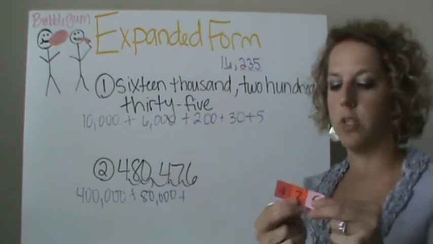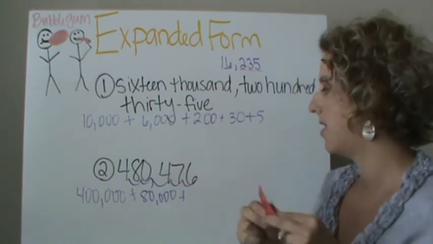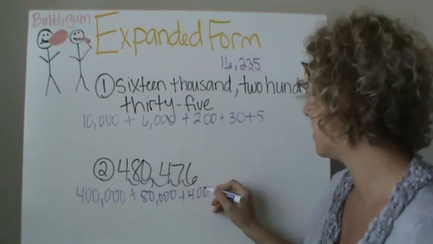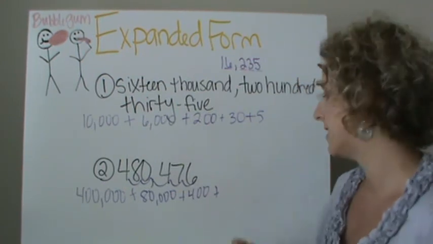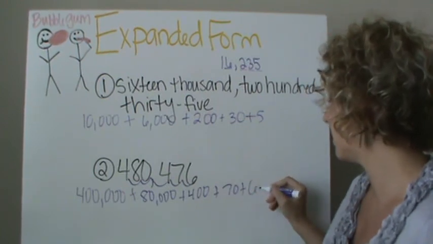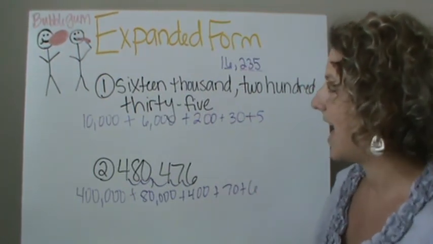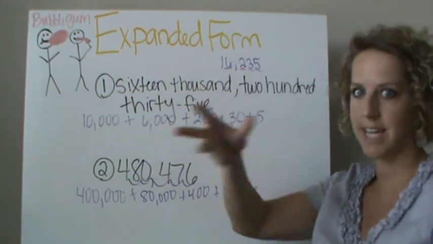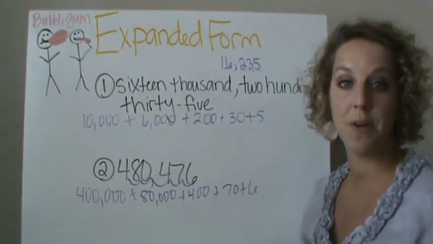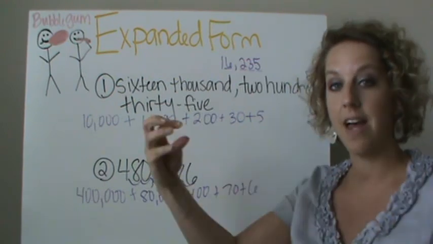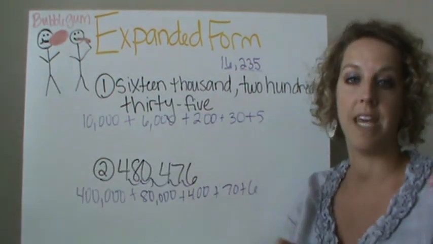And then for the 4, stretch it out, 400 plus stretch it out, 70 plus 6. And that is what I meant when I said expanded form. Just put bubblegum into your numbers and you'll have the sum of the value of each number.